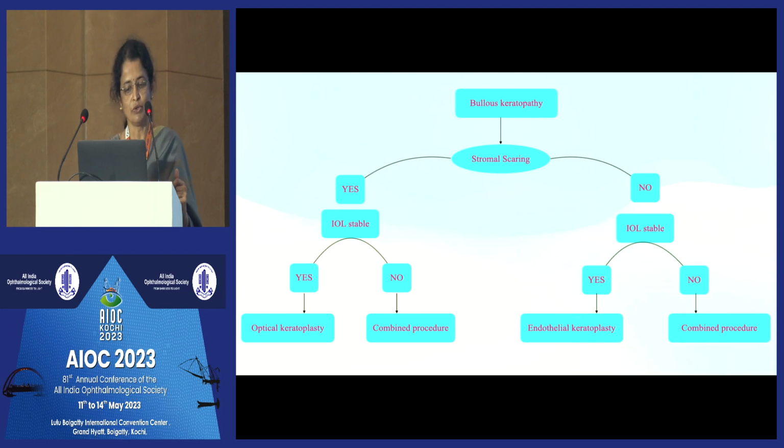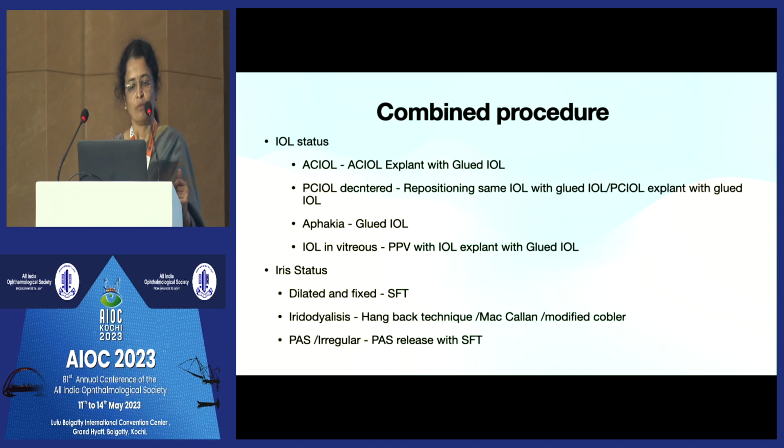Then you look into the other parameters of your anterior chamber, whether the IOL is stable and the iris parameters. If your IOL is stable, then it goes either into an optical keratoplasty if scarring is there, or if there is no scarring, then endothelial keratoplasty. But if your IOL is not stable, then it goes in for a combined procedure. What are the combined procedures which we have to think about?